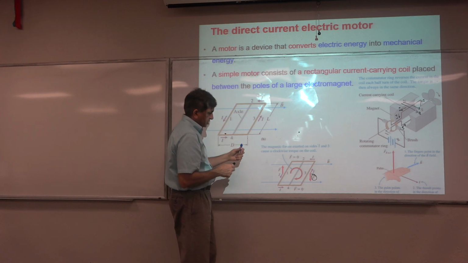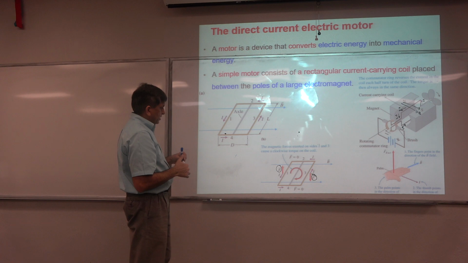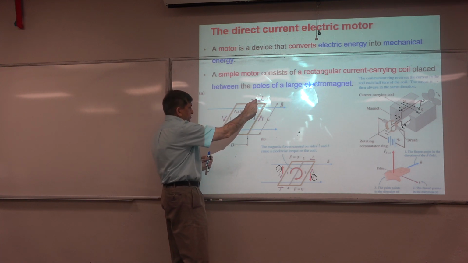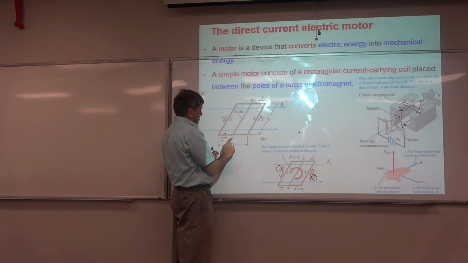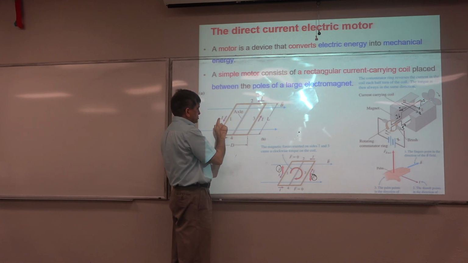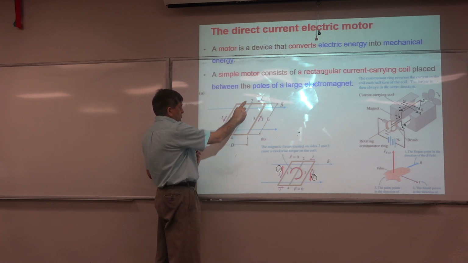So that is what you see, the force is in the upward direction. Now what about the force on the two opposite sides? I label them side 1, side 2, side 3, side 4. So for 1 and 3 we find out this is the direction of the force. How about 2 and 4?